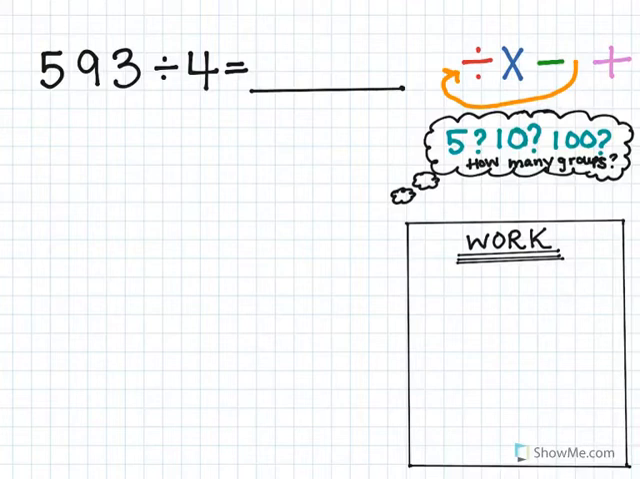Hi friends, in this video we are going to review partial quotients and we're going to solve a 3-digit divided by a 1-digit problem. So to get started we have to draw our division bar. Our partial quotients division bar looks like a really big 7. So let's draw our jumbo 7.